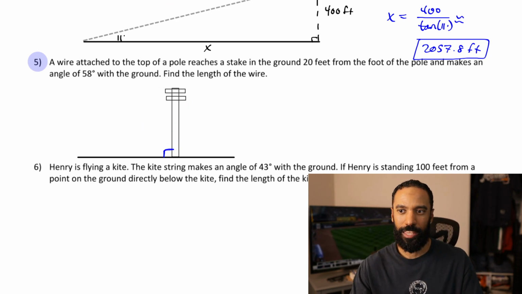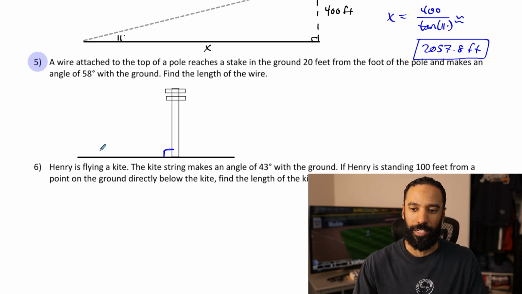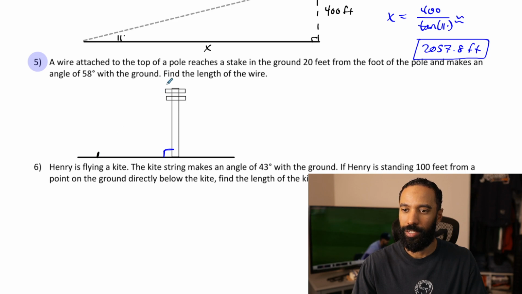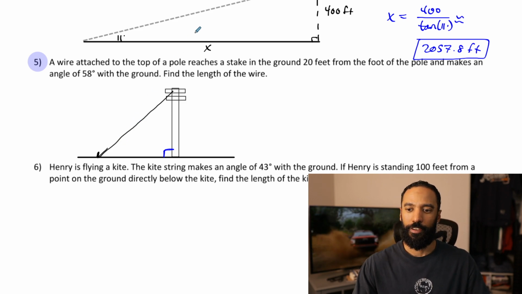Now, there's a stake in the ground. And there's a wire that's attached to the top of the pole like this and attached to the stake in the ground. It makes an angle of 58 degrees with the ground.